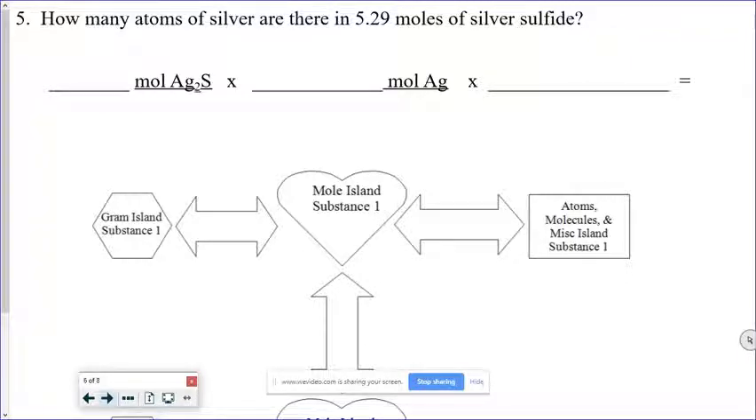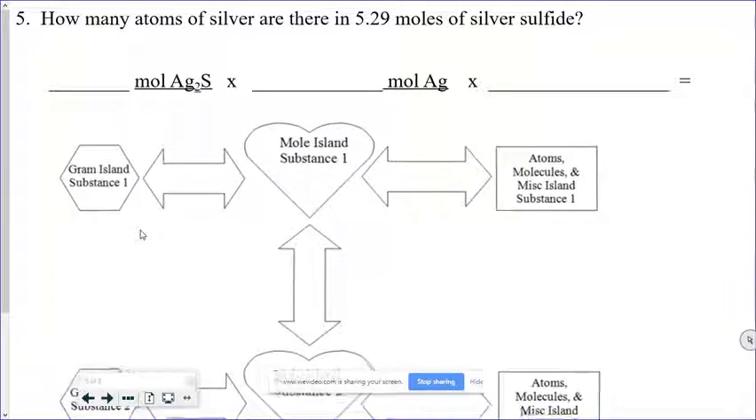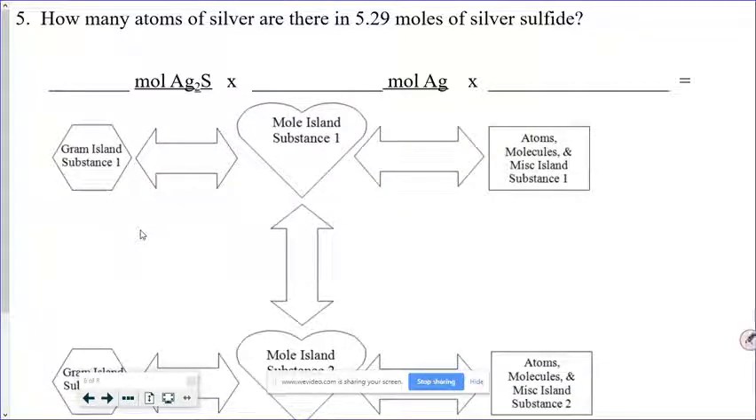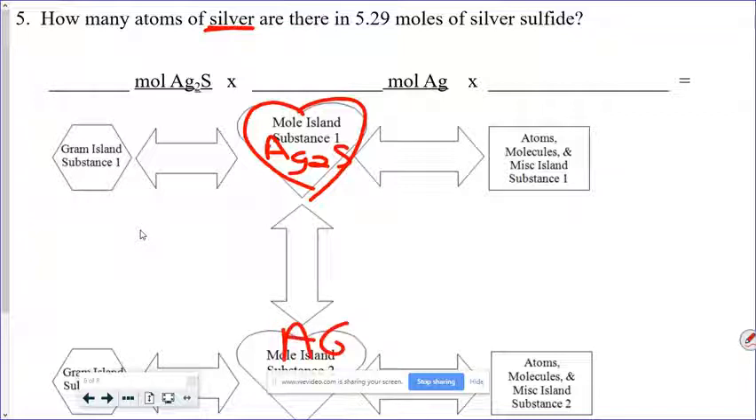Well, our map's a little different than it was before. So if we look at this, we're going to be going from one substance, Ag2S, and we're going to be going to a different substance, which is our silver, our Ag. So that's something that's a little different. That's going from mole island to mole island. So if we look at this problem, it says we start with 5.29 moles of silver sulfide.